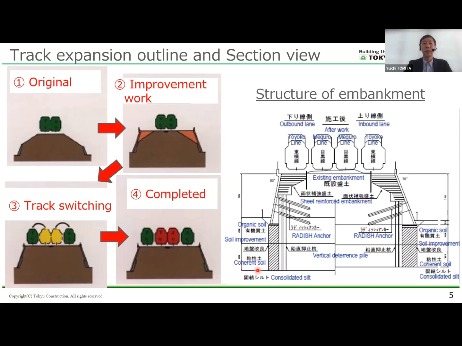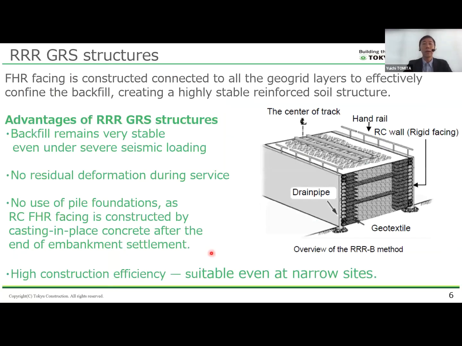The right figure shows the improved embankment structure, consisting of 3R nail and 3RGRS. 3R nail was used to reinforce the lower embankment with large diameter soil nails. 3RGRS was applied above it to build geogrid reinforced soil retaining walls. The 3RGRS uses a reinforced concrete wall facing called full-height rigid facing, together with geogrid reinforcement to confine the backfill effectively.